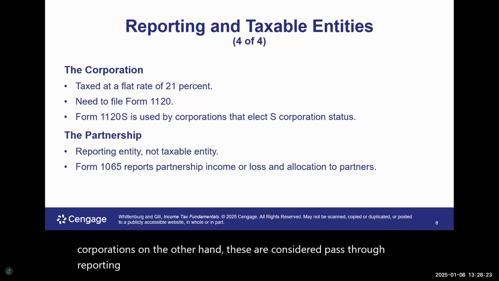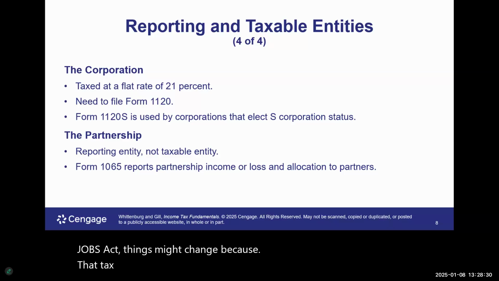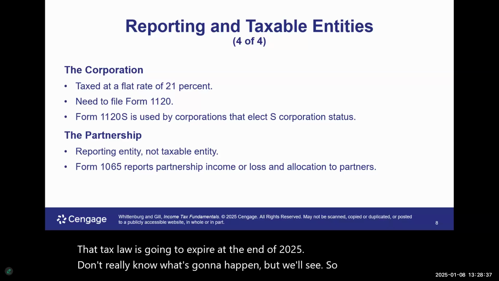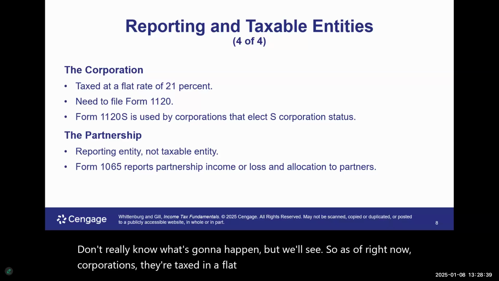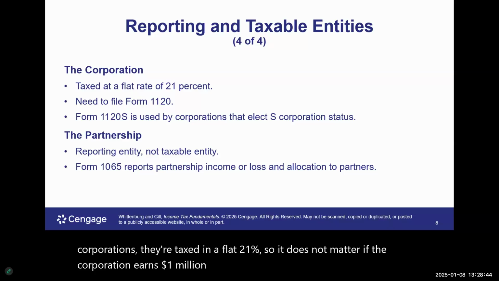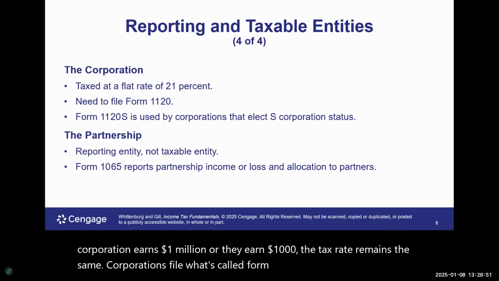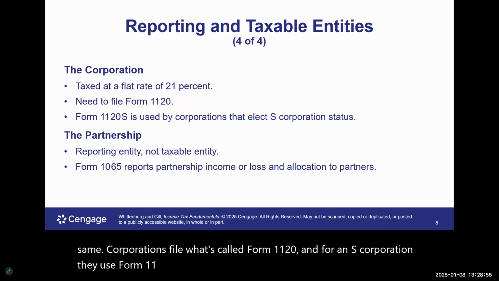So corporations, with the changes with the Tax Cuts and Jobs Act, things might change because that tax law is going to expire at the end of 2025. Don't really know what's going to happen, but we'll see. So as of right now, corporations, they're taxed at a flat 21%. So it does not matter if the corporation earns $1 million or they earn $1,000. The tax rate remains the same. Corporations file what's called Form 1120. And for an S corporation, they use Form 1120S.